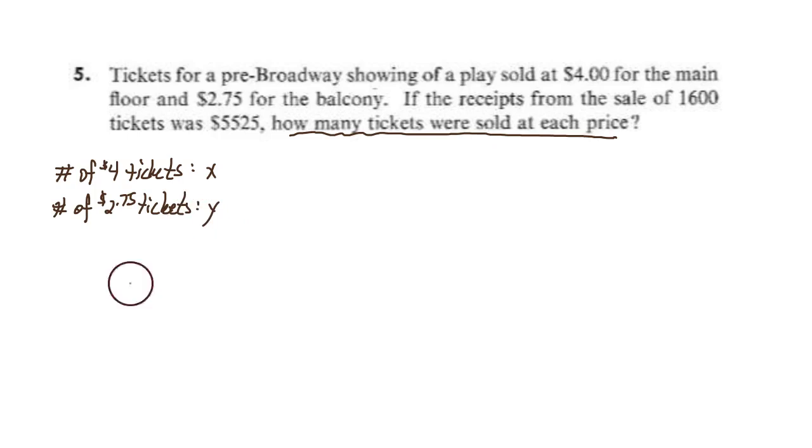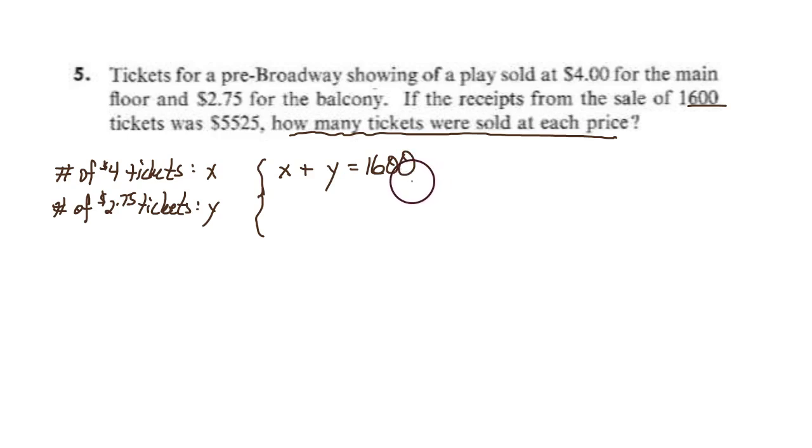Let's use the letter Y to represent that. Now we'll reread the paragraph to create our equations. The receipts from the sale of 1,600 tickets. So the number of the expensive tickets plus the number of the cheaper tickets is 1,600 total tickets.